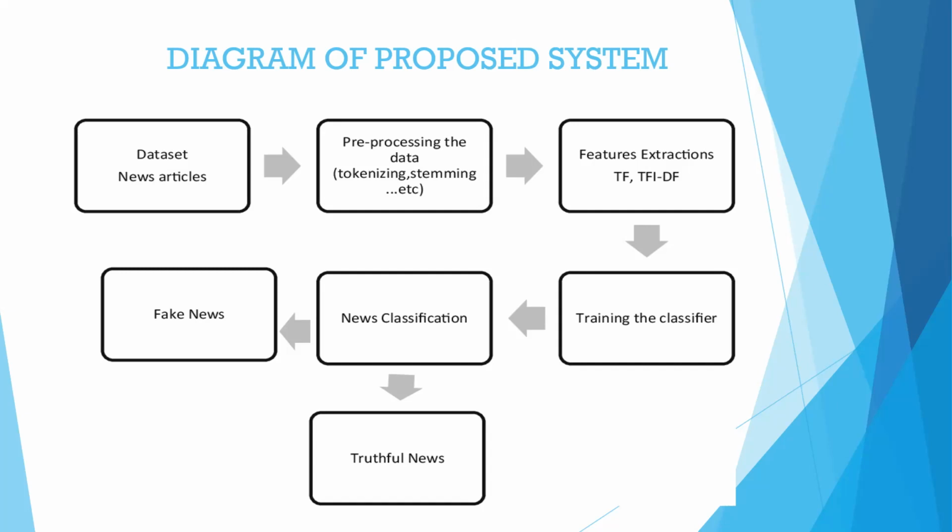Then comes training the classifier. Here different classifiers are used for checking fraudulent posts on the web, and the results of those classifiers are compared for identifying employment scams. The final step is classification. In this step, we store the truthful news in a separate database and the fake news in a separate database. It is the final result to check whether a post is real or fake.